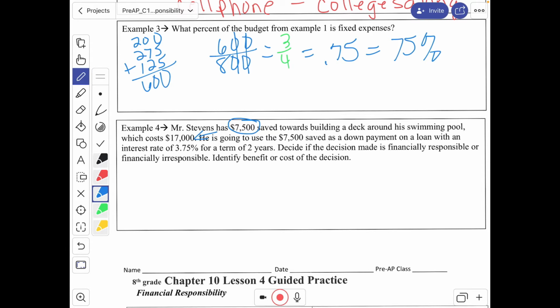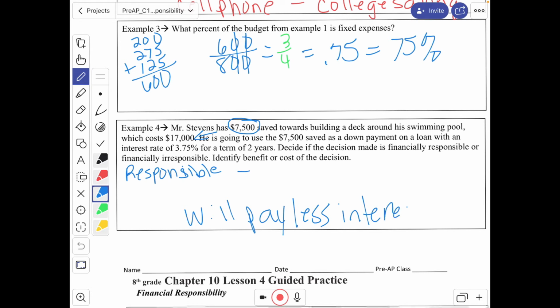This is probably a very good decision. He is being responsible because he's taking out less money in a loan. We don't want to take out loans if we don't have to. So Mr. Stevens is decreasing the amount of the loan by paying a down payment. And the benefit of that is that he's going to pay less interest. And this will allow him to build up his savings account again. But he's not spending as much because he's using his savings for the down payment.